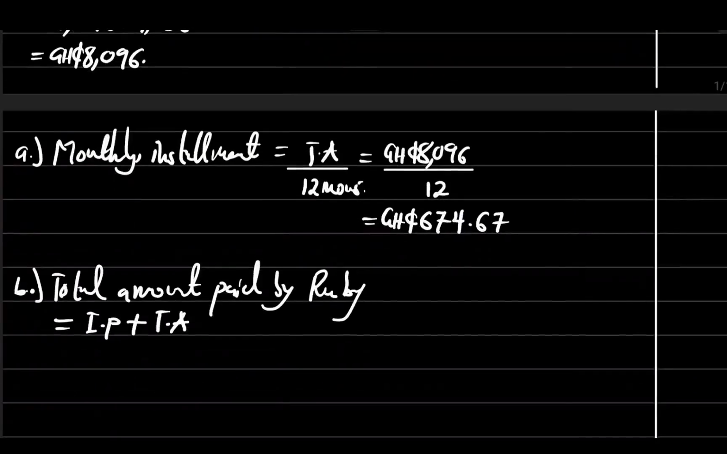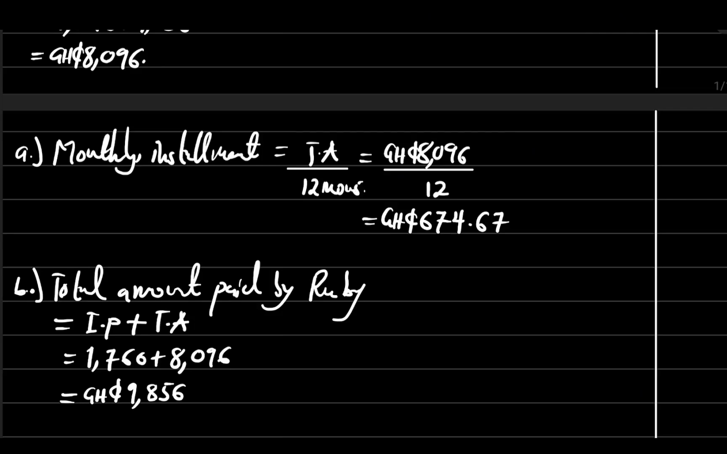So total amount is supposed to be equal to initial payment of what? 1,760 plus 8,096. And what do we get in summary? We're supposed to get a total figure of 9,856. That's going to be the total amount will be paid in all.